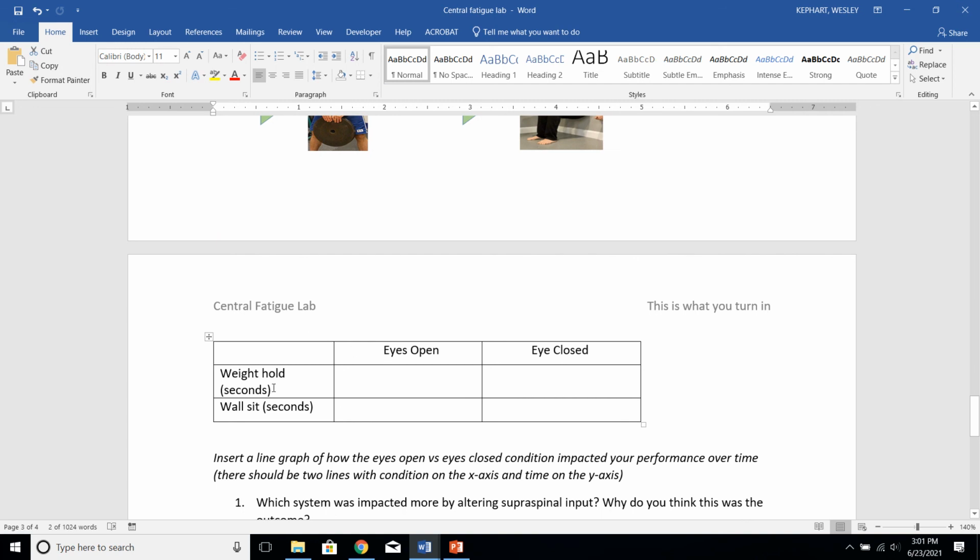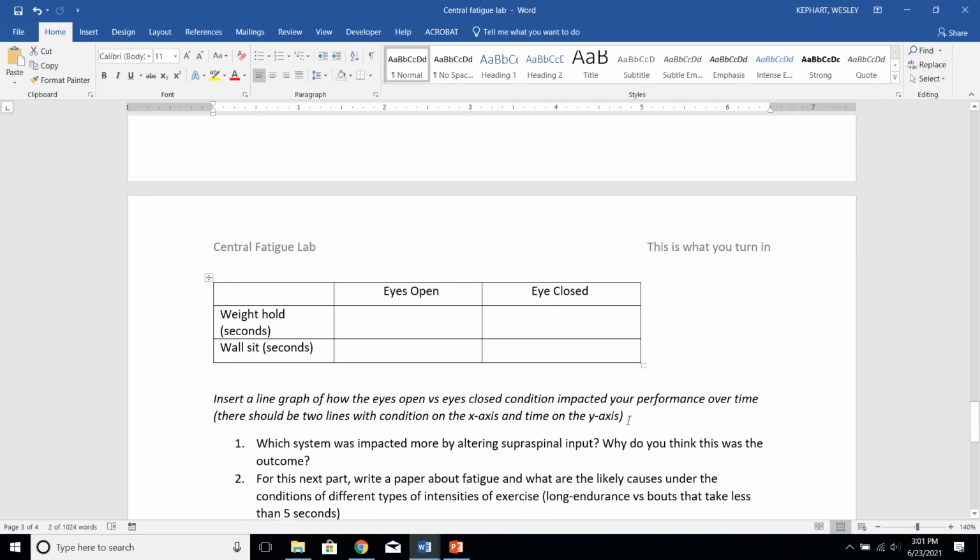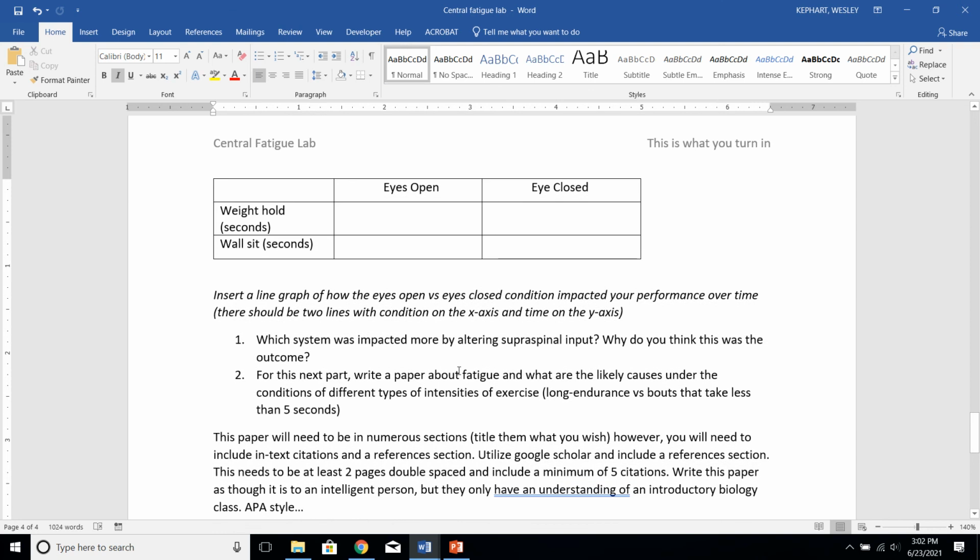Not a lot in here again. So weight hold seconds, eyes open, eyes closed, wall sit seconds, eyes open, eyes closed, compare it, and insert a line graph with the condition on the x-axis, so that means eyes open, eyes closed, that's the condition. I could have said y-axis a second ago, and I did not mean that. Now the y-axis is going to be our time in seconds, and this could go into hundreds of seconds if you're really good at wall sits or you found a light weight for you to hold. So then answering this question, but here, right here, here's the big part.